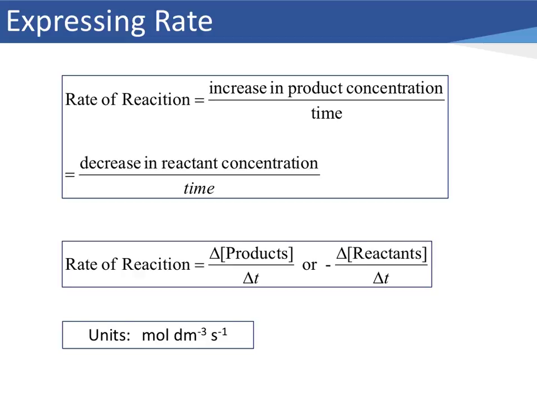So rate of reaction is the increase in product concentration per unit time or the decrease in reactant concentration per time. So it's delta concentration of products divided by delta T or negative delta reactants divided by delta T. And the typical units for rate are moles per decimeter cubed per second.